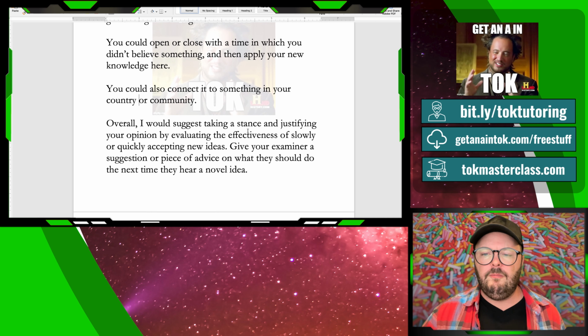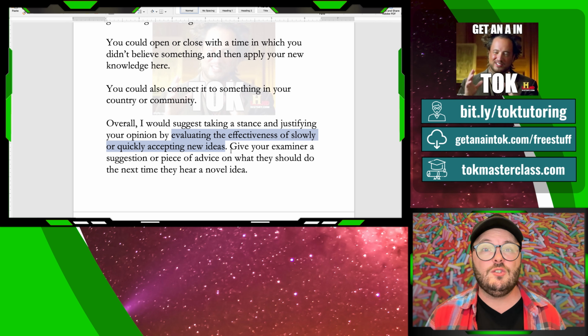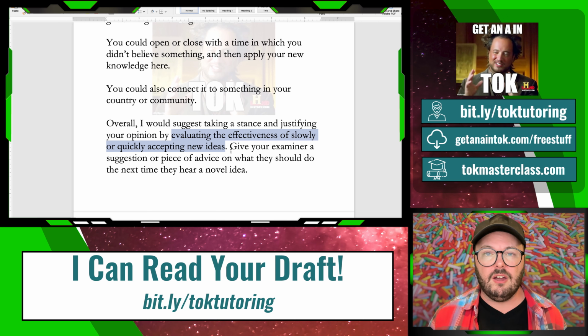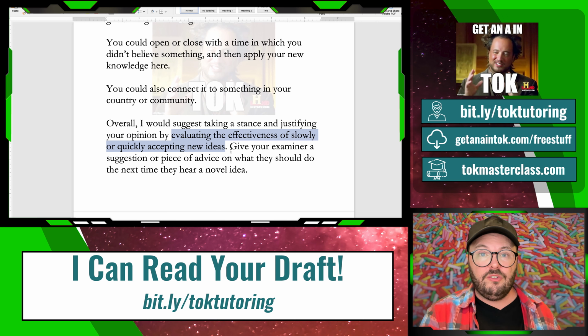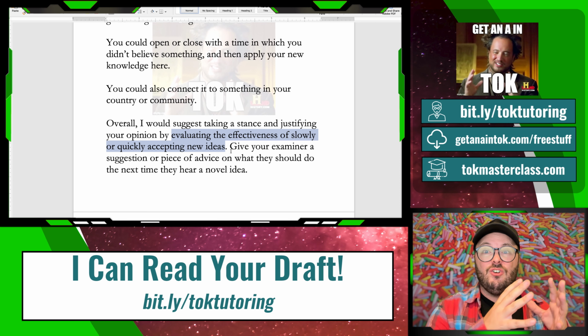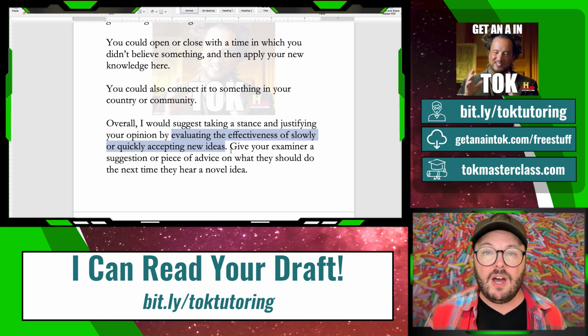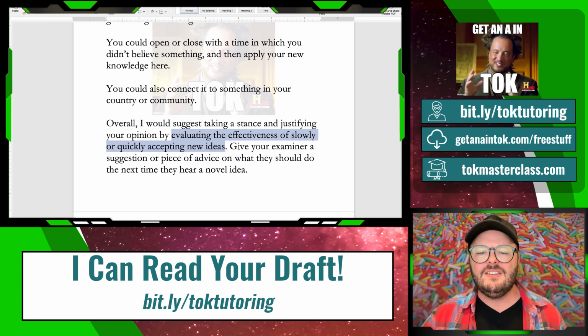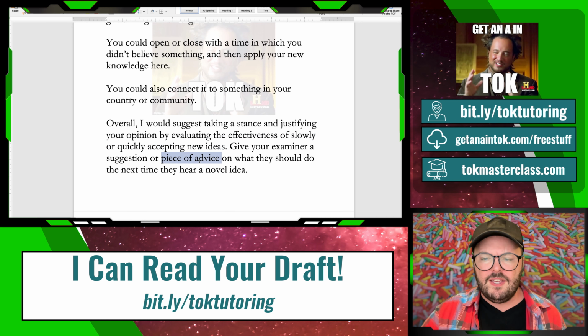Overall, I would suggest taking a stance and justifying your opinion by evaluating the effectiveness of slowly or quickly accepting new ideas. This is what an A score will do in the conclusion. A bad conclusion will say, here's my 4 points. They're both right. A top score is going to say either it's good or bad. That's what I've learned from this research. So give your examiner a suggestion or a piece of advice on what they should do next time they hear a novel idea. If you like these ideas, put them in your paper.